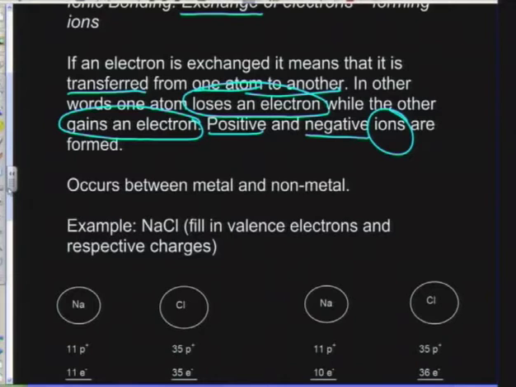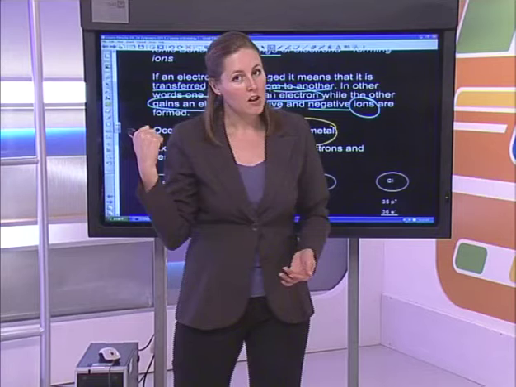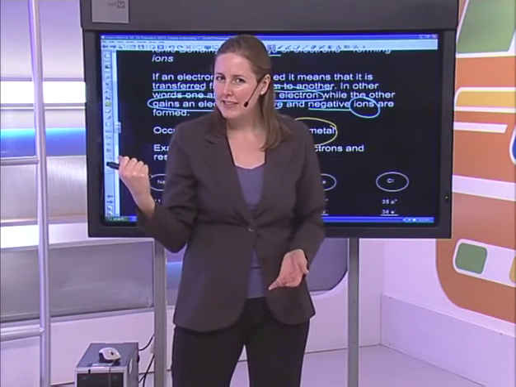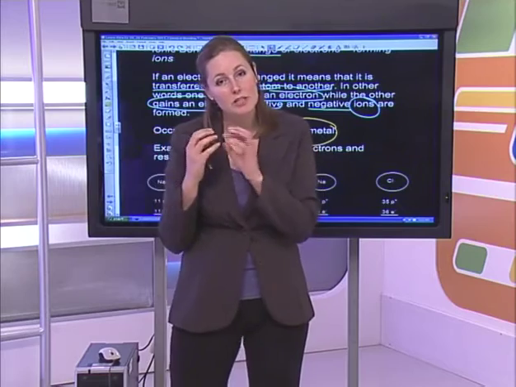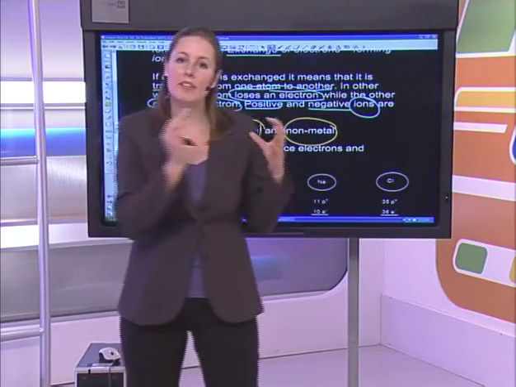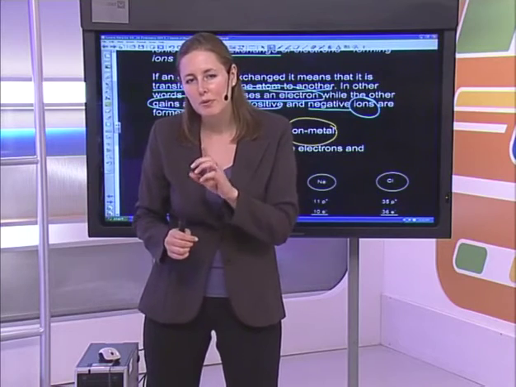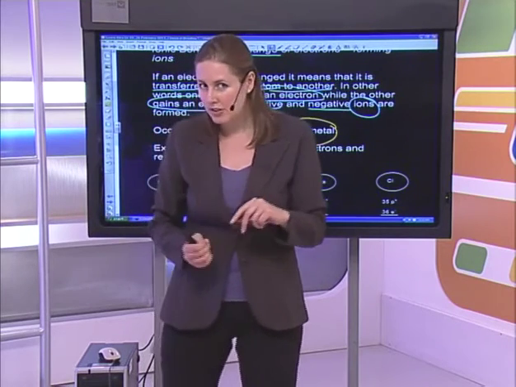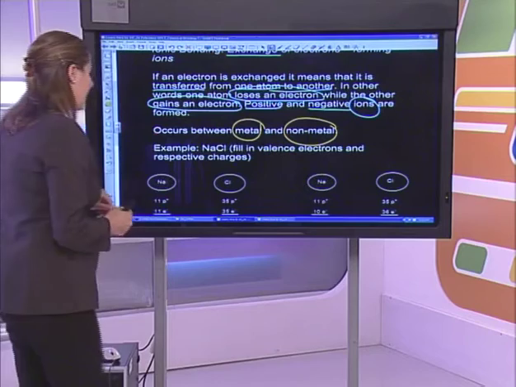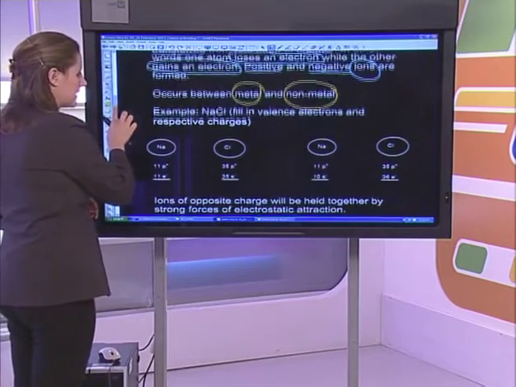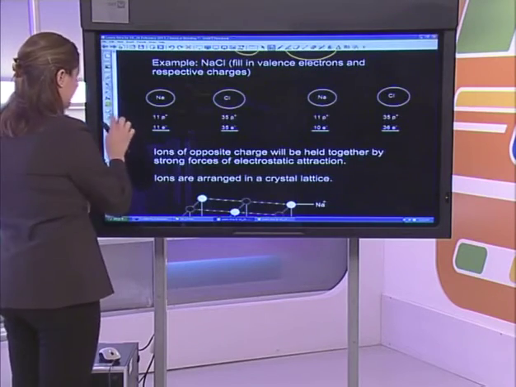Let's have a look. This would happen between a metal and a non-metal. Go back quickly to covalent. Read your notes. What did we say with covalent? Covalent was specifically a non-metal with another non-metal. So this is now a metal and a non-metal. Which would be willing to give electrons and which would be willing to take electrons? That's what I want you to think about a little bit. Let's go to an example and we'll see what we mean.